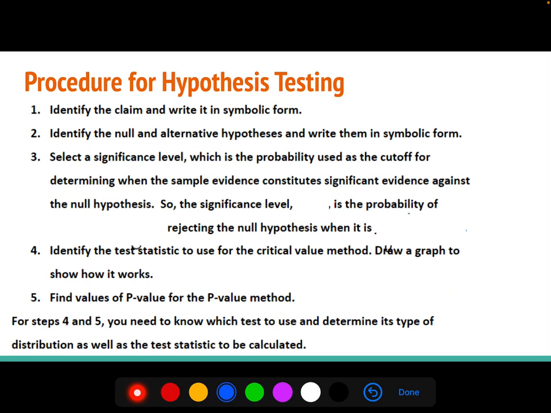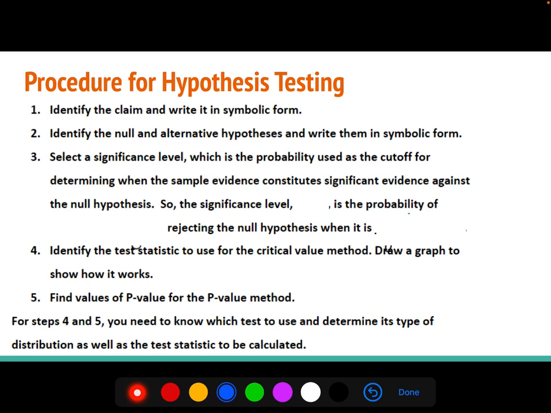Okay, now a little bit more about the procedure. You're going to identify a claim and you're going to write it in symbolic form. So you're going to have like H naught, something is equal to something, okay? Then you're going to identify the null and alternative hypothesis, and you're going to put those in symbolic form. So the alternative would be like H1 would be that same parameter is less than 0.50, okay?